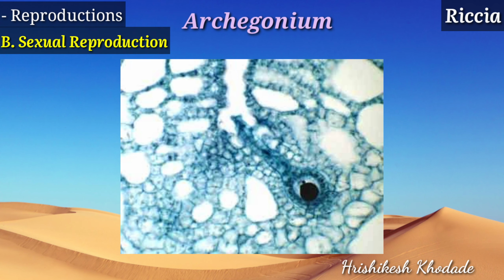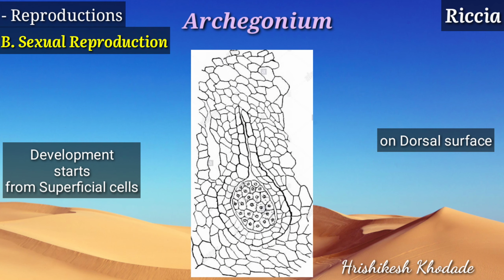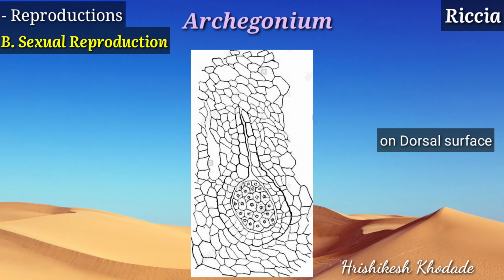Now the female reproductive organ, which is known as archegonium. Whatever we have discussed about the antheridium is applicable here for archegonium as well. The development of archegonium starts from single superficial cells on the dorsal surface of the thallus. The scenario is the same for antheridium and archegonium.